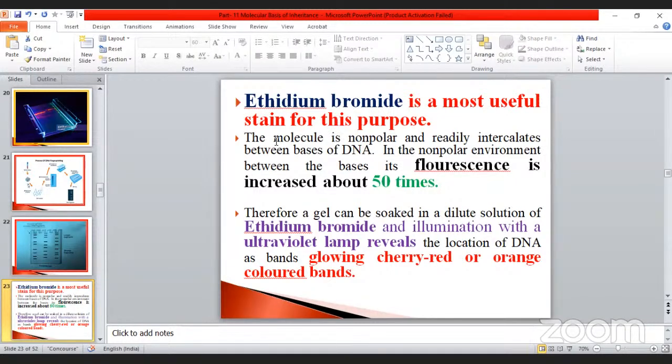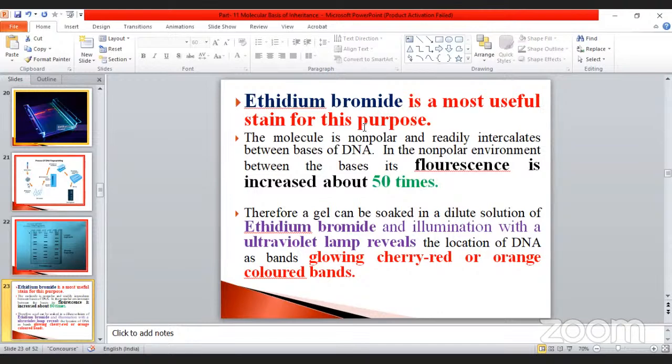See that one. The molecule is non-polar and readily intercalated between the bases of the DNA. In the non-polar environment between the bases, its fluorescence is increased about 50 times when you are using ethidium bromide. So what happened, the fluorescent color will be obtained. The color will be how many times? It will be 50 times. Okay, the result is very, very important; we are going to discuss the next point, my dear.